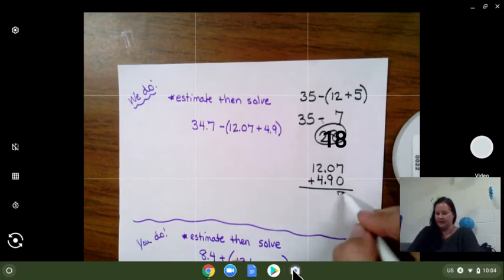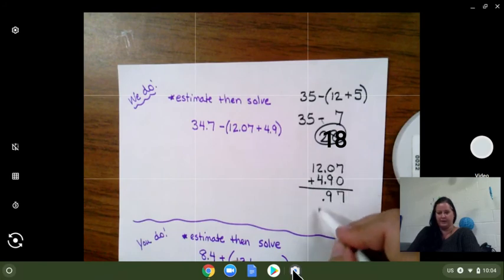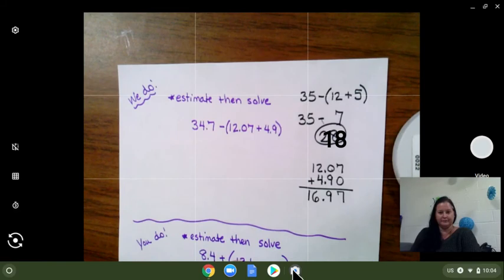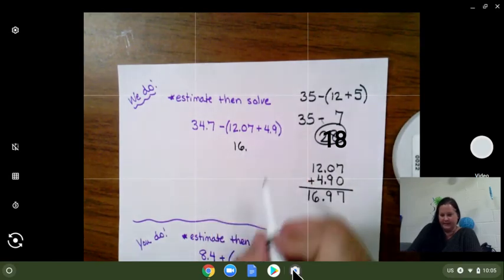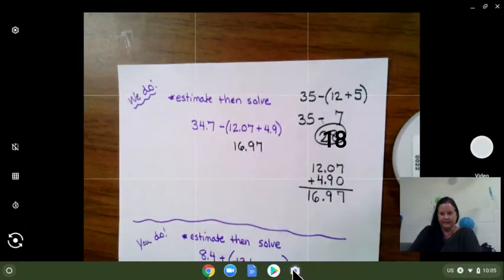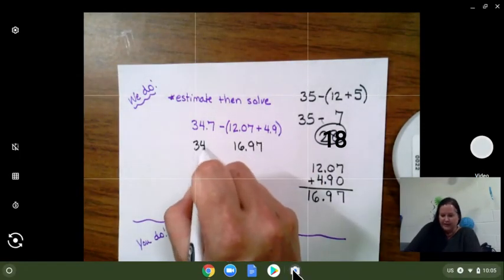7 plus 0 is 7. 9 plus 0 is 9. 4 plus 2, 6. Bring down the 1. Okay. Now we're going to take that answer, put it right underneath the parentheses, and write everything else in the same order.